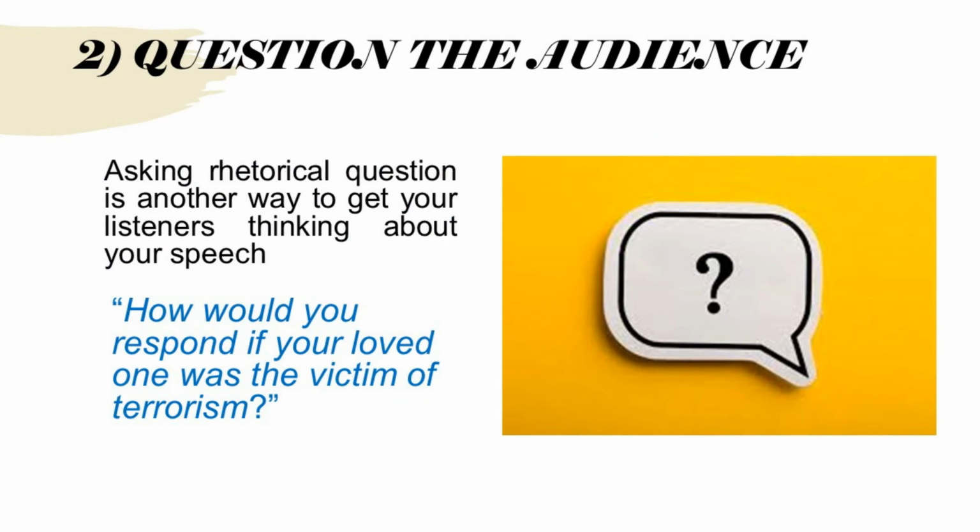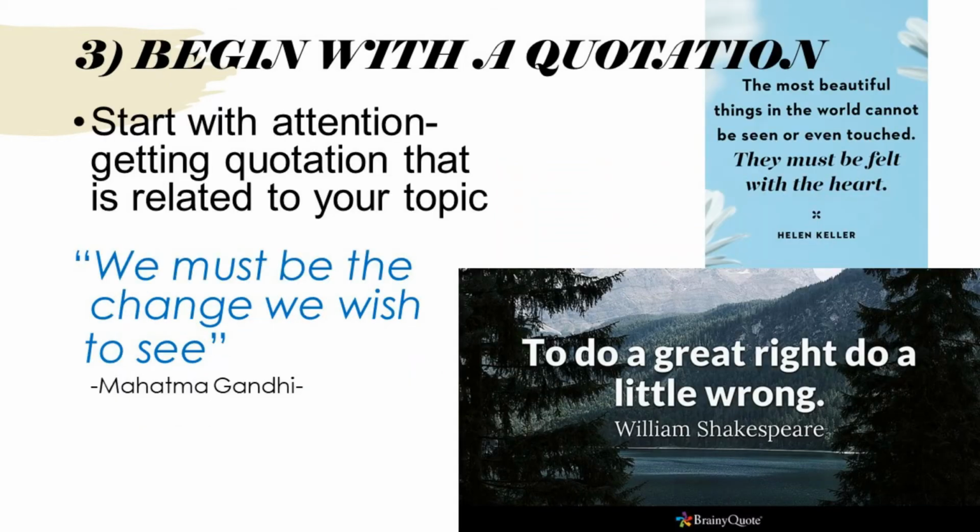Question the audience. Asking a rhetorical question is another way to get your listeners thinking about your speech. For example, how would you respond if your loved one was the victim of terrorism? Begin with a quotation. Start with an attention-getting quotation that is related to your topic. For example, we must be the change we wish to see. Quote by Mahatma Gandhi. The most beautiful things in the world cannot be seen or even touched. They must be felt with the heart. By Helen Keller.